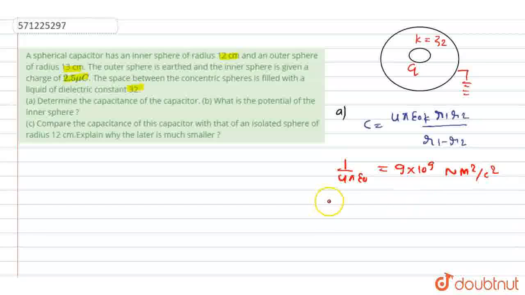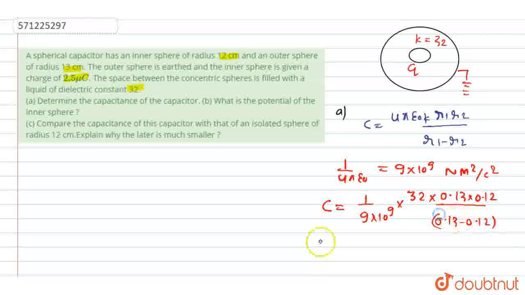So we will put the values, then we will get C equals 1 upon 9 times 10 to the power 9 multiplied by K, which is 32, and R1 is 13 centimeter and R2 is 12 centimeter. So we will put 0.13 multiplied by 0.12 divided by 0.13 minus 0.12. We will solve this, then we will get C equals 5.5 times 10 to the power minus 9 farad. So this is the first part.